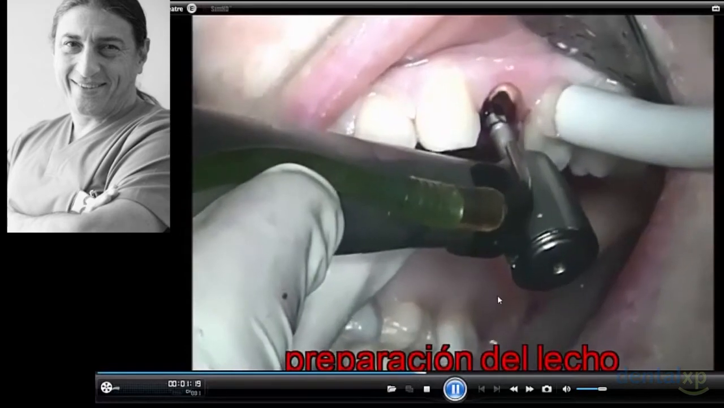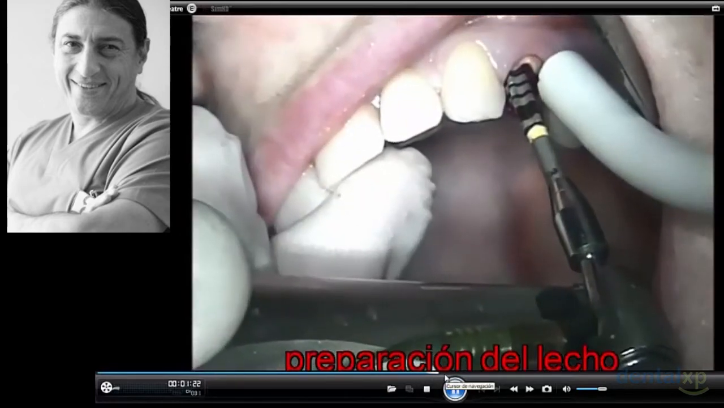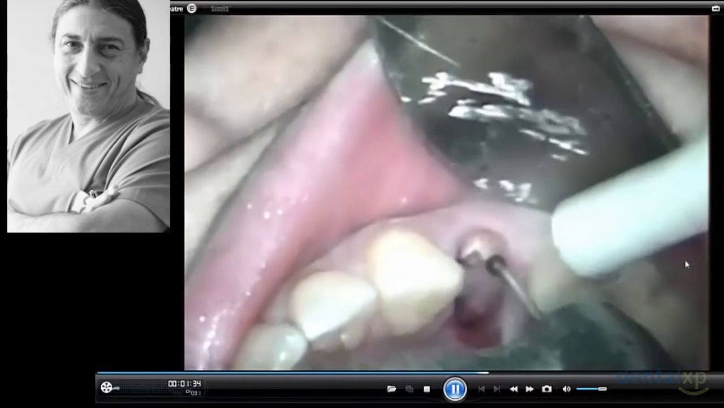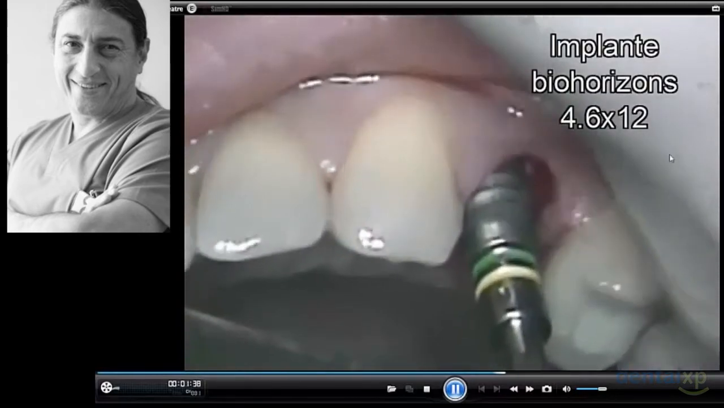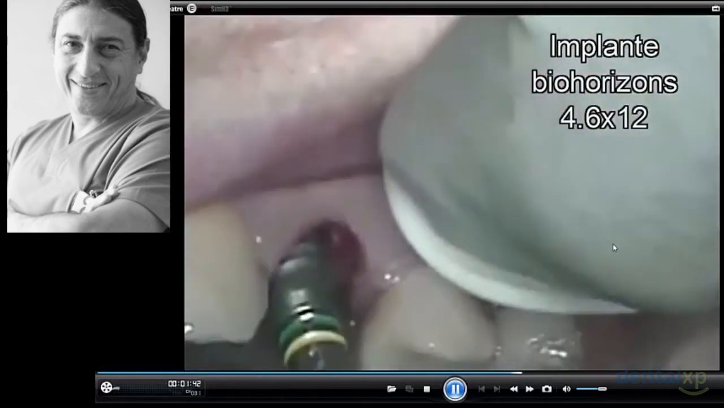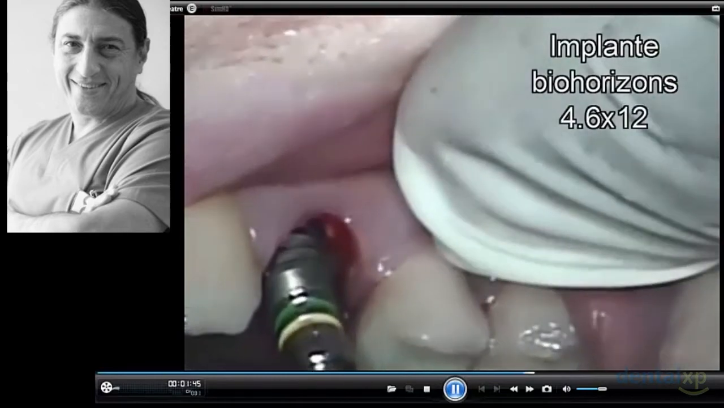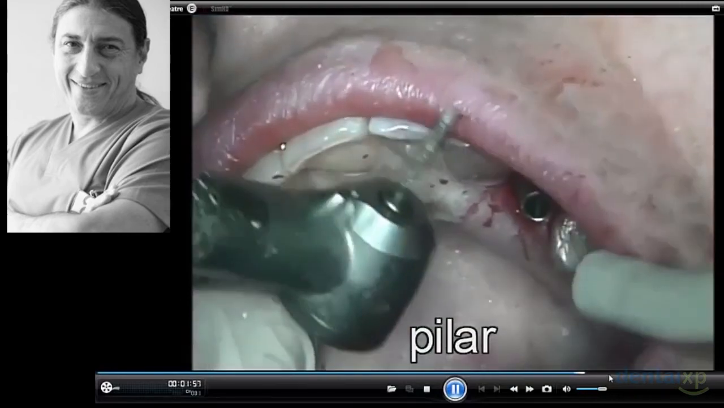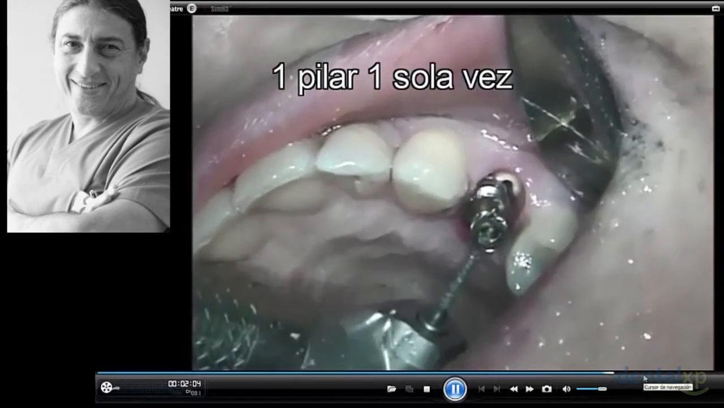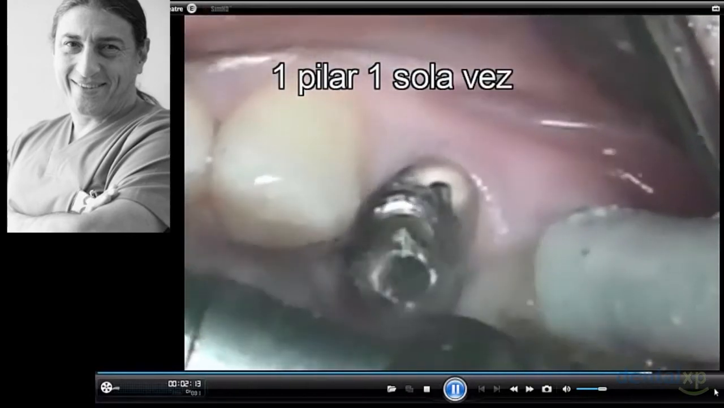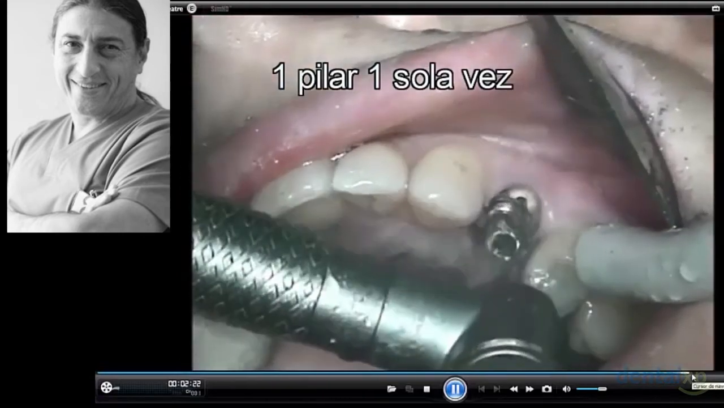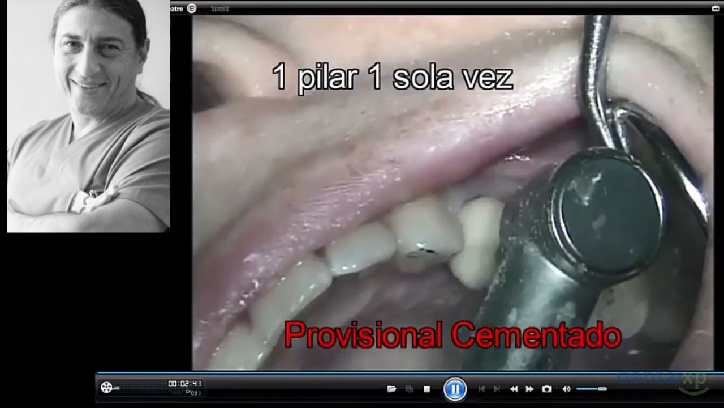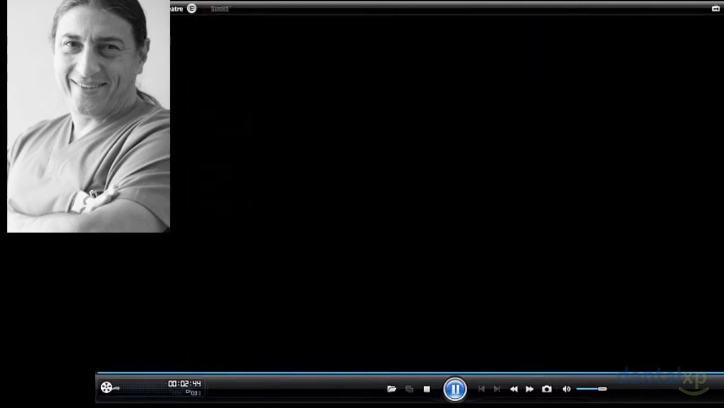You can see we are preparing the socket, the implant socket. Now we are preparing the edge of the shield. We do the insertion of an implant, a very nice implant, and we have good torque. So we do here the one abutment one time technique, and you can see the relation of the implant and the socket, and then we put a cemented crown. Okay, this is the case.